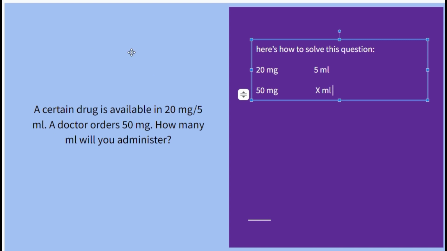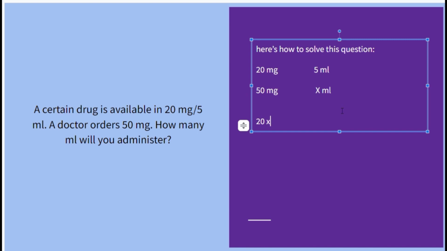That's my first step. The second step is that after I have separated and divided into units, I will do cross multiplication. So 20 multiplied by X equals 50 multiplied by 5. So we're just going to cross it. 20 multiplied by X, which is what we want to find, equals 50 multiplied by 5. Now this is an equation right here.